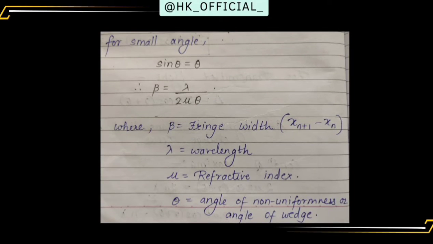Now this is a small simplified version. For a small angle, if we consider theta in place of sin theta, then also it is well considered. In most of our examples and numericals, we don't consider sin theta, we consider theta in place of that. So for a small angle, sin theta is theta. So our formula is simplified to beta is equal to lambda upon 2 mu theta. Here beta is nothing but fringe width, lambda is wavelength, mu is refractive index, and theta is nothing but the angle of non-uniformness or angle of wedge we can consider.